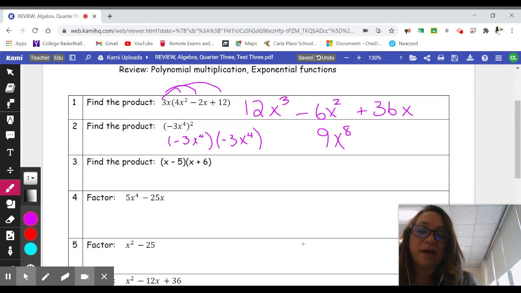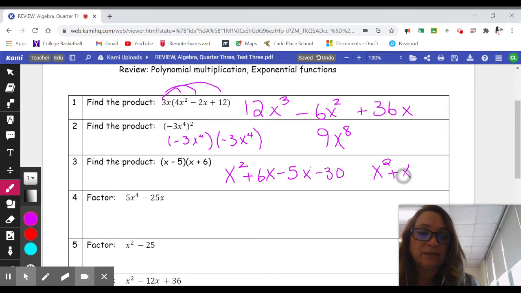All right, so find the product. Product means multiply. So x times x times 6, negative 5 times x, and negative 5 times 6. Combine the like terms, you get x squared plus x minus 30.